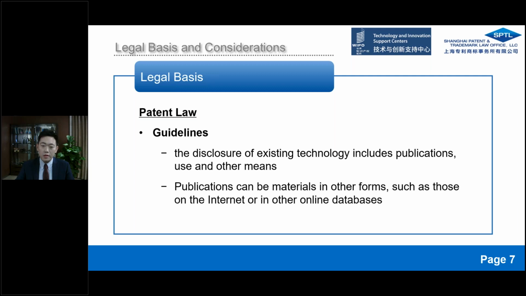Publications in accordance with the definition just mentioned can be printed or typed paper documents, audio or video materials. They can also be materials in other forms, such as those on the internet or in other online databases. Foreign patent offices also have similar regulations, so it has become common to use internet evidence as prior art. It is worth studying the principles and the rules of the use of internet evidence in patent prosecution.